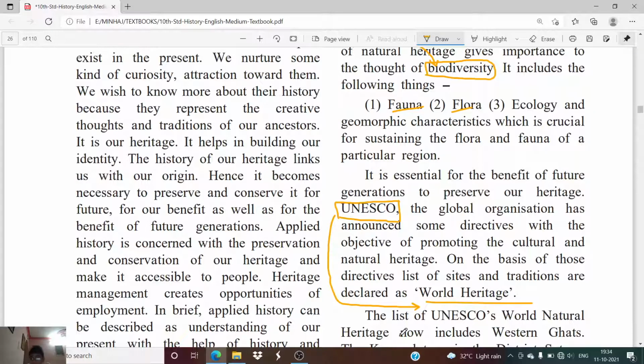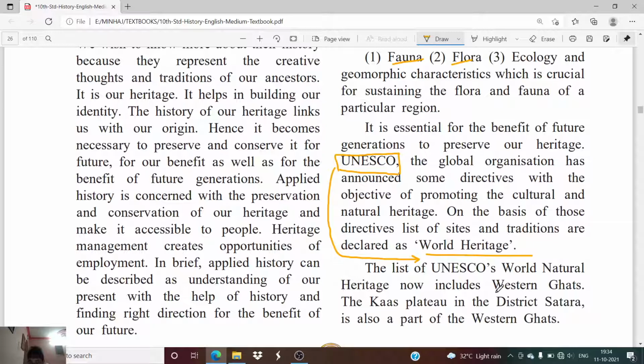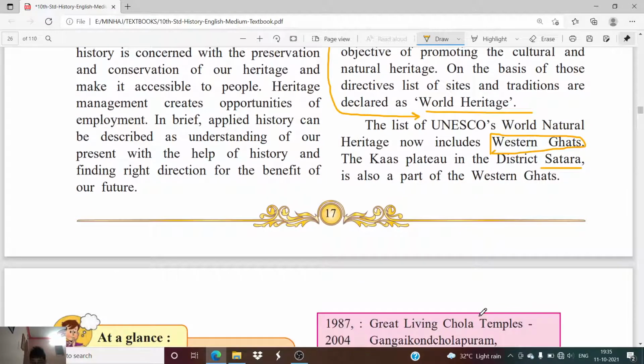So the list of UNESCO's World Natural Heritage now includes Western Ghats, which is along the Maharashtra and Andhra Pradesh coastal area. Then the Khas Plateau in the district Satara, which is in our own state Maharashtra, and also the part of Western Ghats.